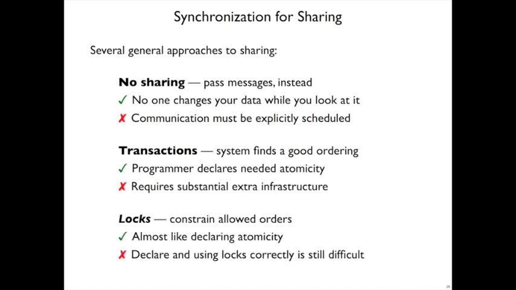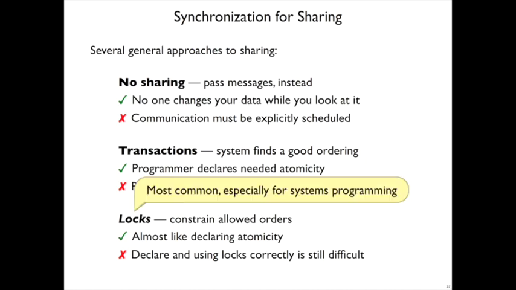Finally, there's the approach of using locks. So with locks, a programmer doesn't quite get to say this runs atomically. What the programmer says is, don't do this kind of ordering. Don't let code go here when other code is here, something like that. So it's almost like declaring atomicity, but it turns out not to be quite that. In fact, declaring locks correctly to get the atomicity that you have in mind can often be difficult. But by taking responsibility, the programmer doesn't need as much machinery from the runtime system and the underlying processor. And for that reason, locks are especially common for systems programming. And this is the approach that we're going to look at for the rest of today.